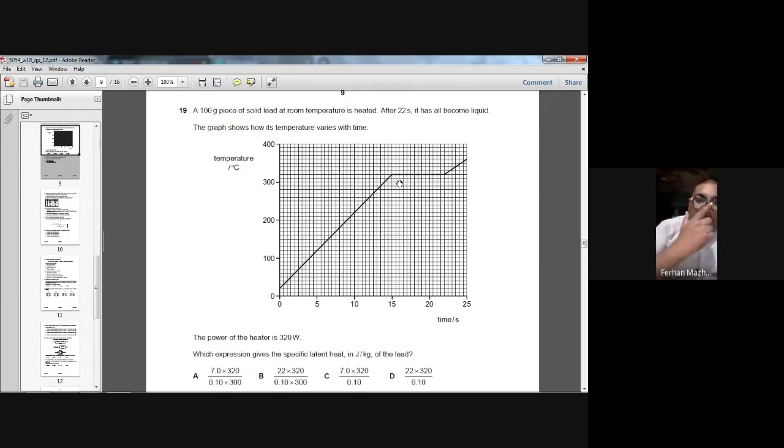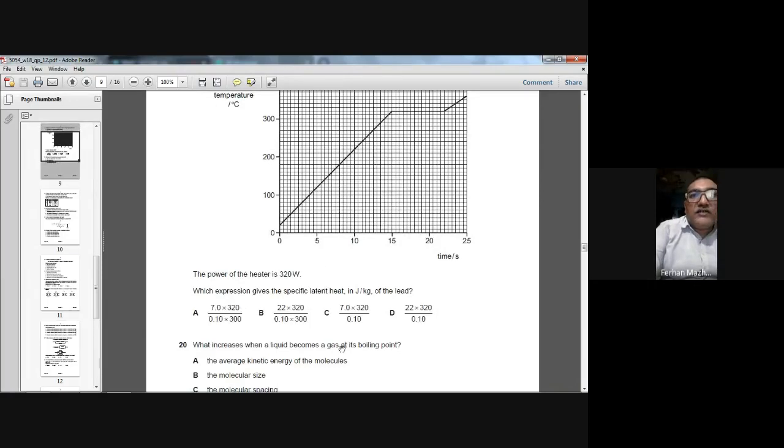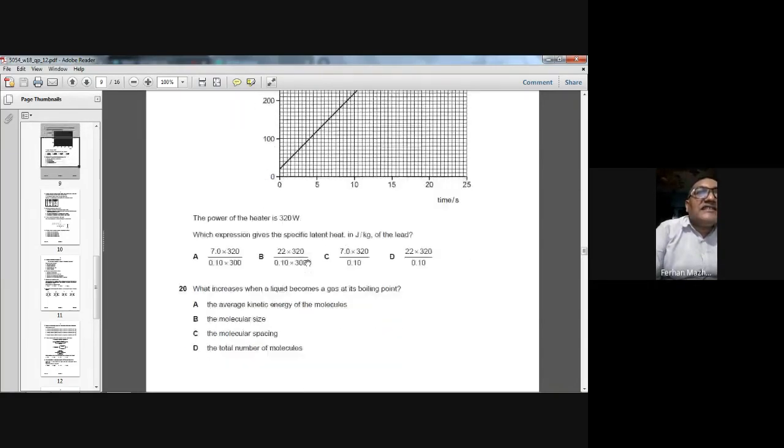But if you look at the question, when it asks you to find the specific latent heat, it uses the unit kg for the mass. So that's why I need to convert that 100 grams into kg. To convert 100 grams into kg, you have to divide by 1000. So 100 divided by 1000 will be 0.1 kg. So the latent heat is equal to heat divided by mass. So heat is 7 into 320, divided by 0.1 kg. So it looks like C is the right option, 7 into 320 divided by 0.1. So for question number 19, C is the option.